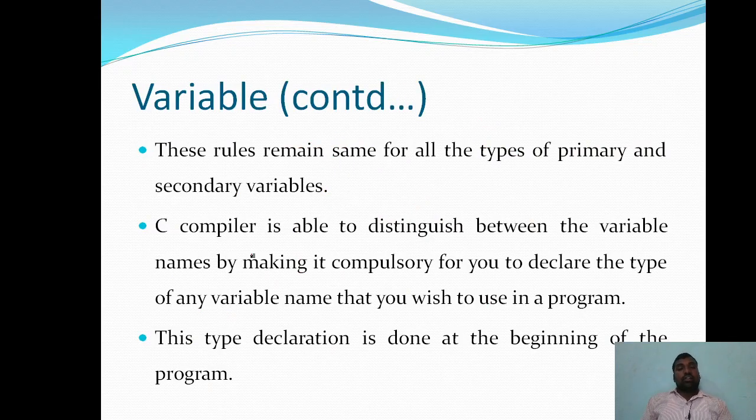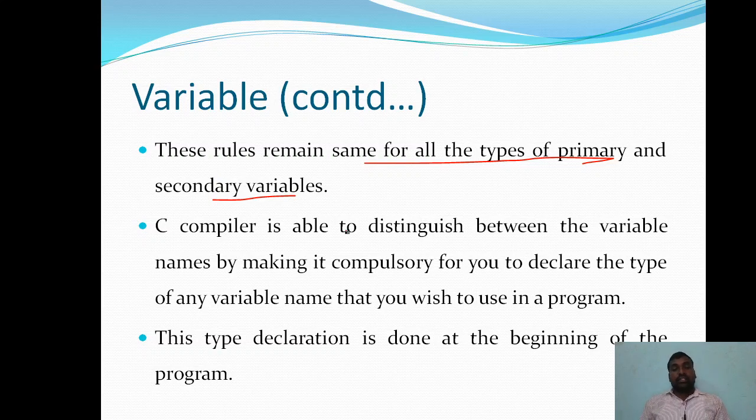Now these rules remain the same for all types of primary and secondary variables. So here, as in the previous slides, we have already discussed different kinds of constants. At that time primary constants are there and secondary constants are there. In the same way, this language supports two kinds of variables. So similarly, here we have primary variables, and there we have secondary constants, so here we have secondary variables.